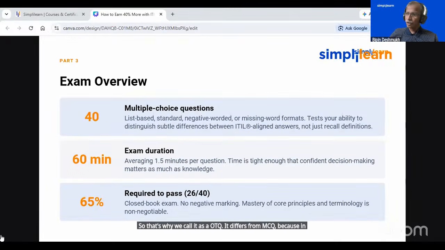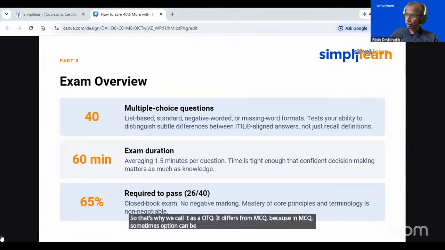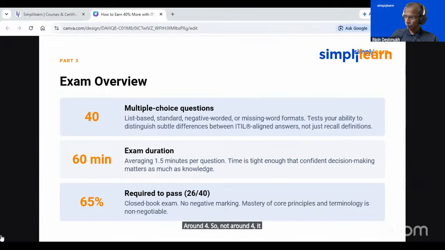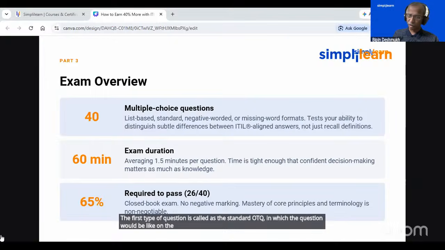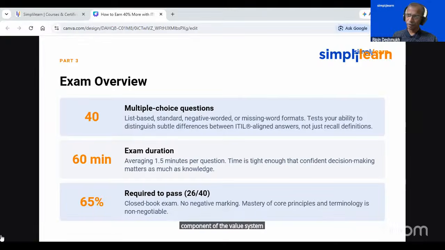So the first type of question is the standard OTQ, in which the question would be like, on the syllabus area, which of the following is a component of the value system? Out of four options, one will be a component of the value system and the other three will not be. So you have to identify the right one. Non-standard OTQ is different: it says which of the following is not a component of the value system. Out of four options, one is not, and three are part of it; you have to identify which one is not.